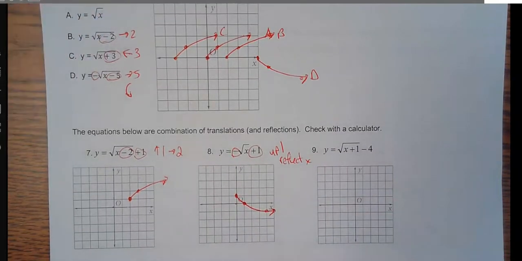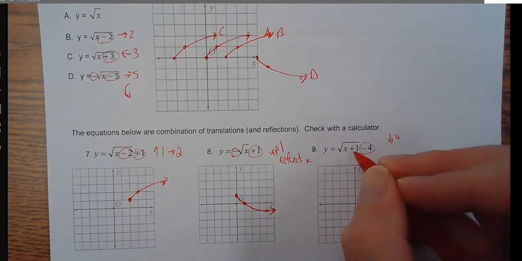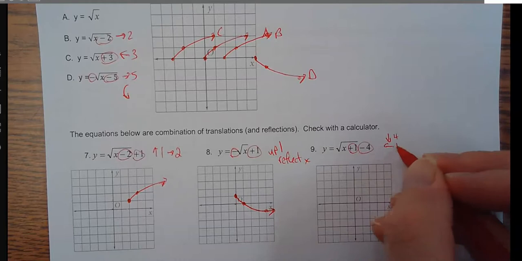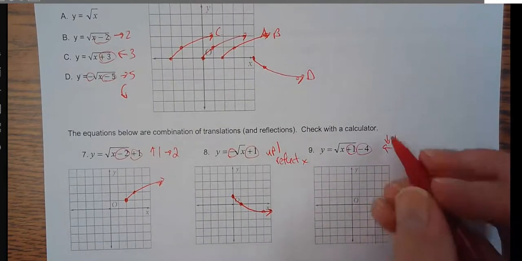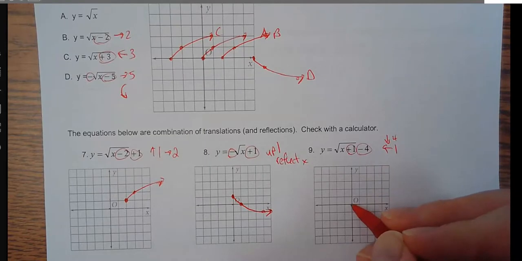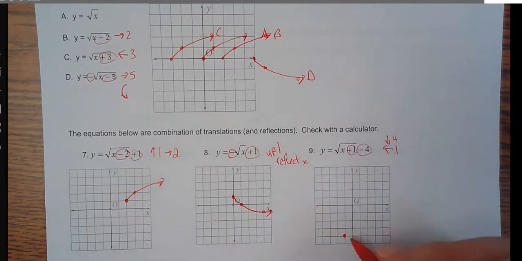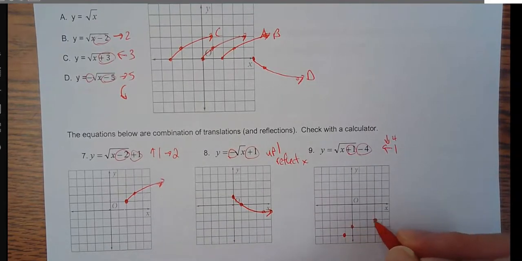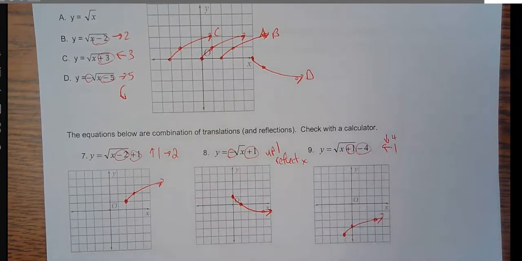Okay, something like that. And then here I've got a -4, which is down 4. I've got a +1, which is left 1. Remember the opposite of what you think. So it doesn't matter what order you do it. So I'm going to go down 4, 1, 2, 3, 4, and then left 1. That's going to be my starting point. From there, up 1, right 1, up 1, right 3. And that's the pattern for the parent function. Up 1, right 1, up 1, right 3.